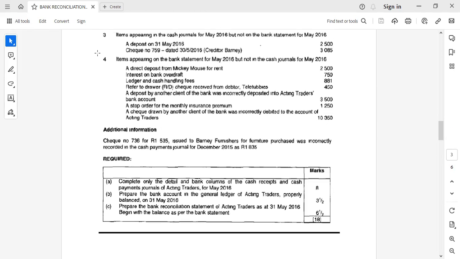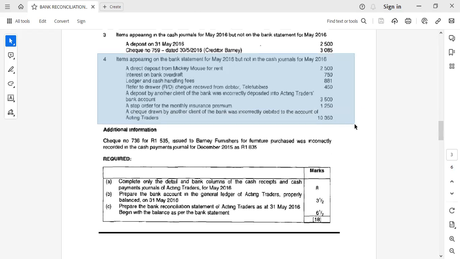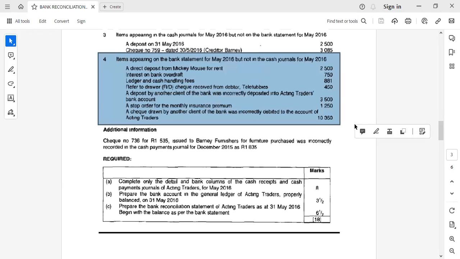Then number 4, items appearing on the bank statement but not on the cash journal. If items are appearing on the bank statement but not on the cash journals, we will either enter them in the cash receipts or cash payments journal, unless there are errors made by the bank. If there are errors made by the bank, they will go to the bank reconciliation statement. But if it's money that we received which we didn't know about, which is on the bank statement, we record it in the cash receipts. If it's a payment made through the bank which is not recorded, we record it in the cash payments.